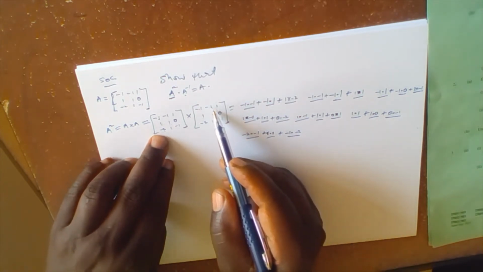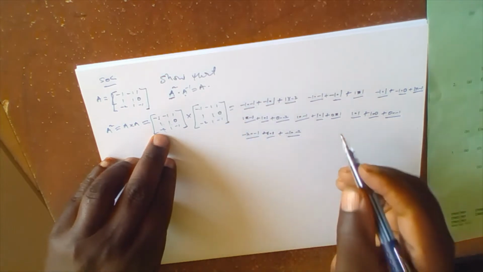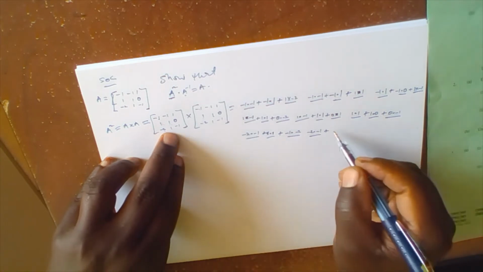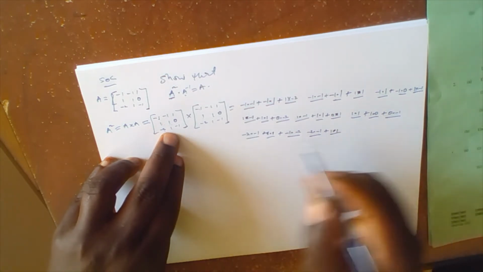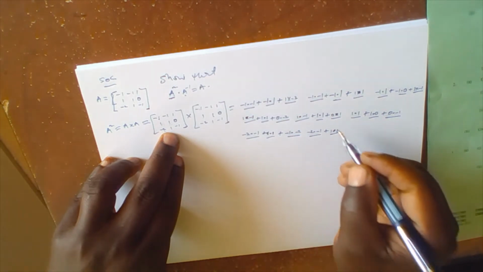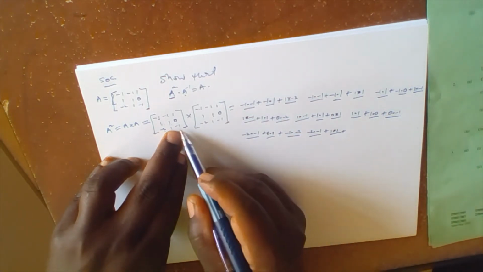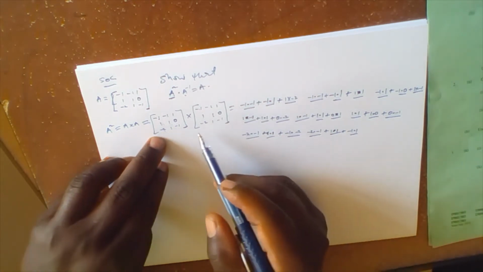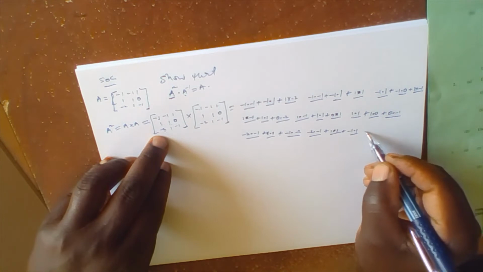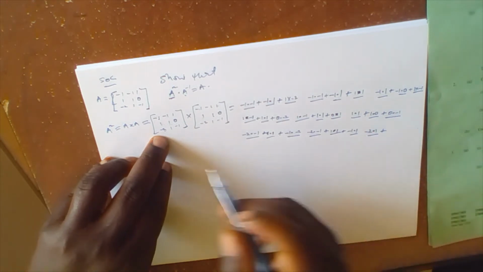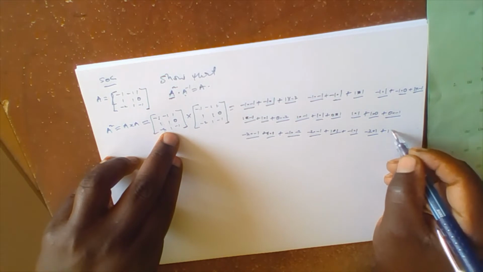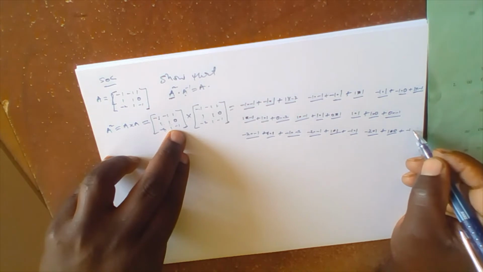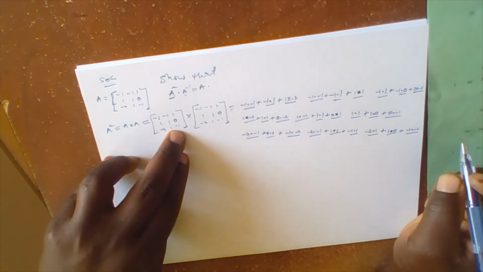Move on to the middle values. Negative 2 times negative 1, plus 1 times 1, then plus negative 1 times 1. Then lastly we have negative 2 times 1, plus 1 times 0, plus negative 1 times negative 1.